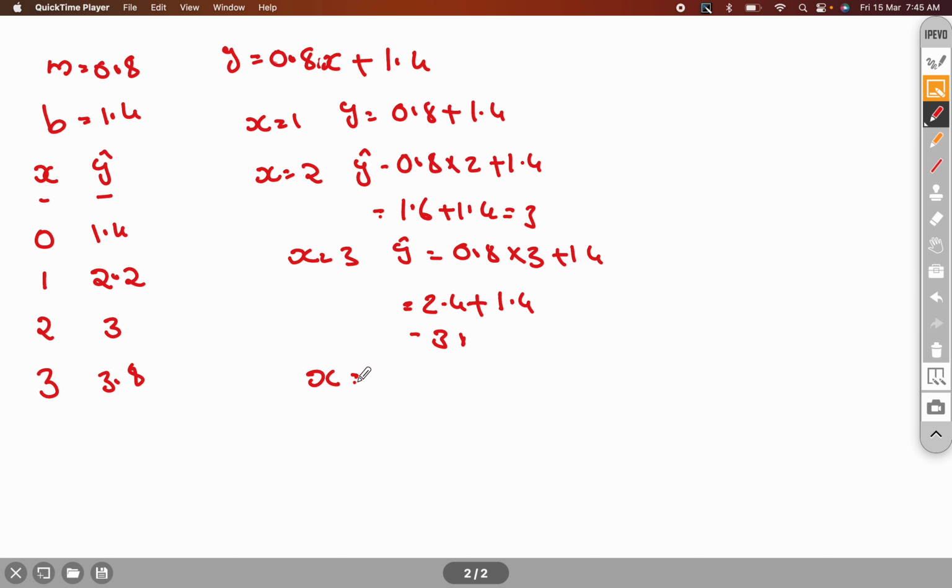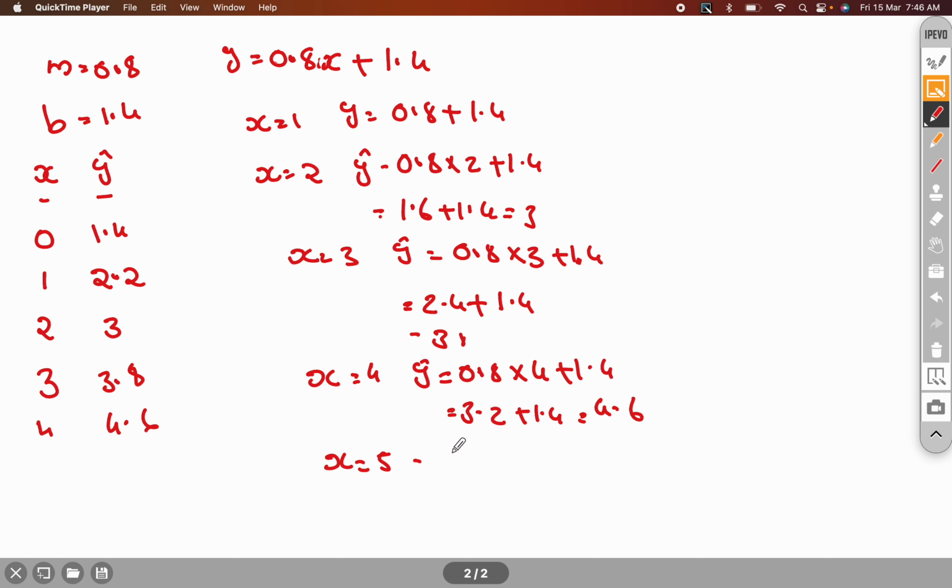Then we have x equal to 4, and this will be 0.8 into 4 plus 1.4. This will be 3.2 plus 1.4, which is equal to 4.6. Then when x is equal to 5, we will have 0.8 into 5 plus 1.4, which is equal to 4.0 plus 1.4, which is equal to 5.4. So now corresponding to each x value, we have our new y value.